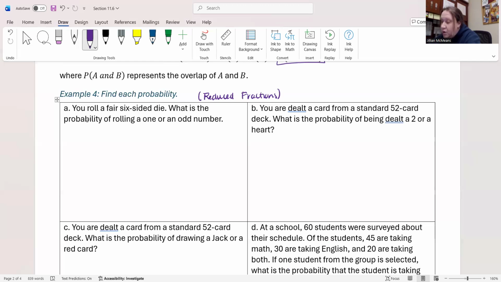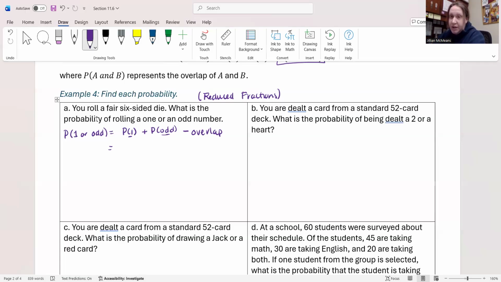For part A, it says you roll a fair six-sided die. What is the probability of rolling a 1 or an odd number? The thing here is 1 all by itself, but 1 is also odd. So if we're looking at the probability of a 1 or an odd, we would get the probability of a 1 plus the probability of an odd, but because 1 is also odd, it's being counted here and here. We can't have that. So we have to subtract the overlap. This is probably going to make more sense with decks of cards than with rolling a die, but all the same, let's get to it.